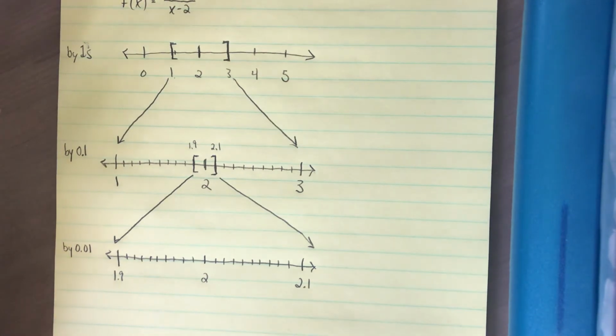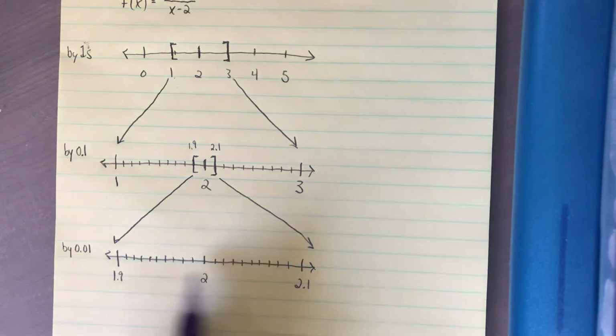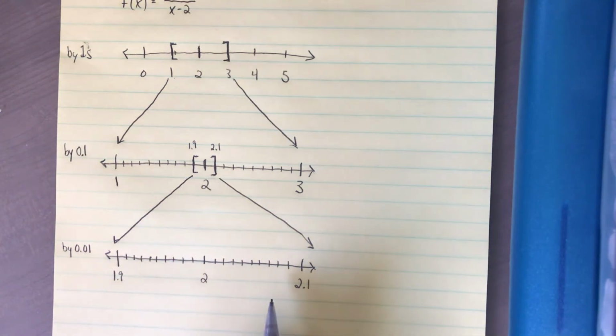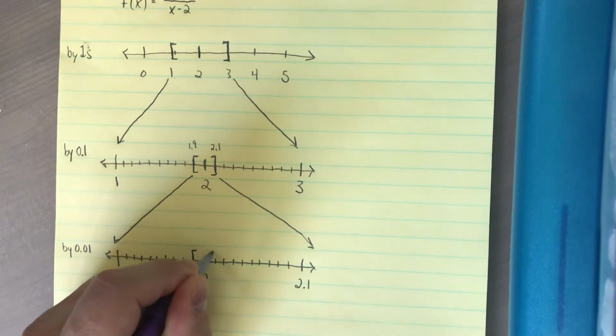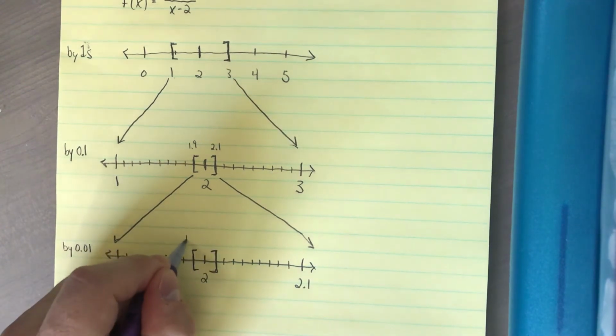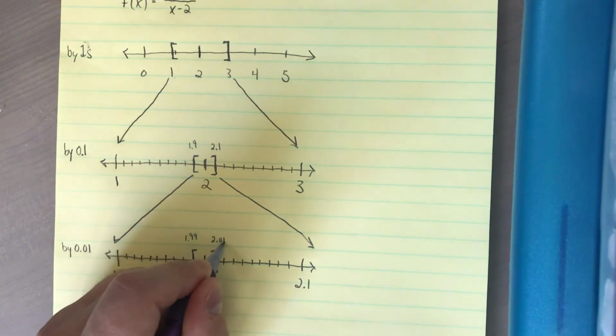Again, what we can see is that the tiny interval that we had up here is quite broad if we are willing to change the scale of what we're looking at. At this level, we can get much closer to 2 using 1.99 and 2.01.